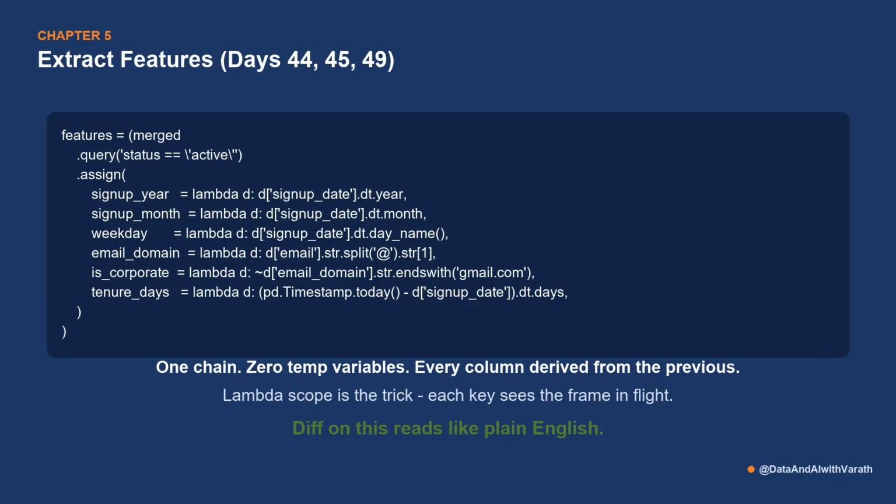Now the transformation: filter to active customers with .query, then chain .assign with lambda for 6 derived features: sign up year and month from the dt accessor, weekday name, email domain via str.split, a corporate flag using str.endswith, tenure days from a date arithmetic expression. Every column can reference the ones defined above it because the lambda sees the frame in flight.